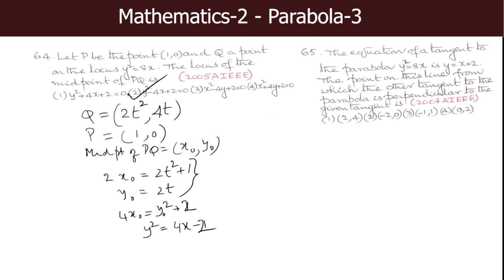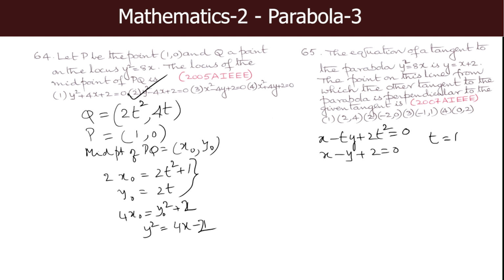65. The equation of a tangent to the parabola y square equal to 8x is y equal to x plus 2. So, any tangent to the parabola is x minus ty plus 2t square equal to 0. This is same as y equal to x plus 2 for the value of t equal to 1.